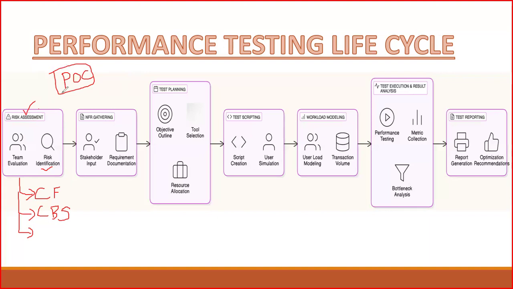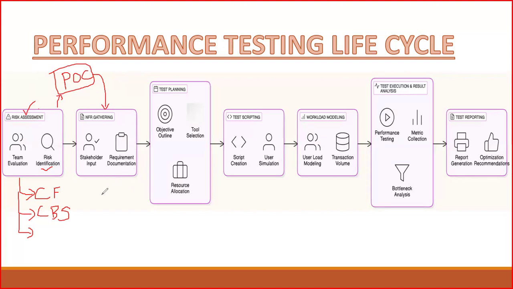So this is what the POC stage is, right? So in our case, let us assume that after the risk assessment stage, we have done some POC, and the tool that got finalized is JMeter, right? Next, immediately the next stage that comes into the picture is NFR gathering. NFR means non-functional requirement gathering. So here we are going to ask some questions.